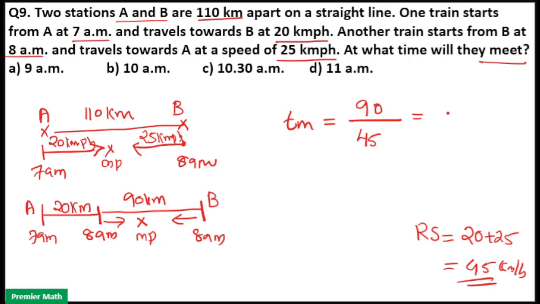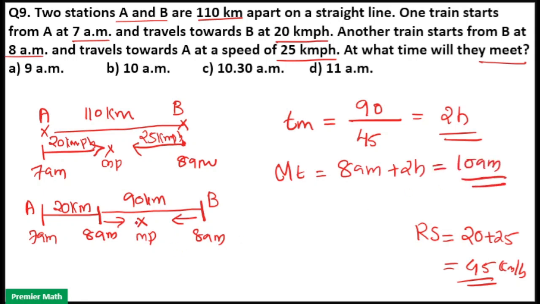So 90 by 45 is equal to 2 hours. Here, this is 2 hours from 8 a.m. So the meeting time is equal to 8 a.m. plus 2 hours, that is 10 a.m. So from 8 a.m. this train will take 2 hours to meet. That is, the meeting time will be 10 a.m. 8 plus 2, 10 a.m.